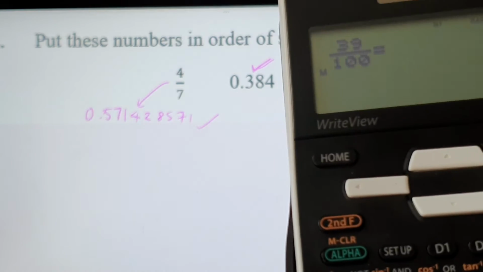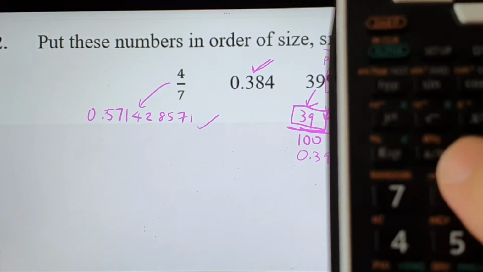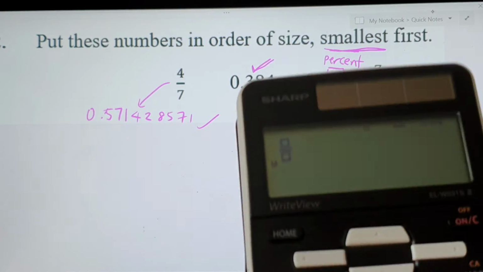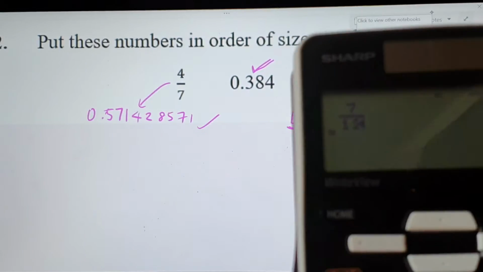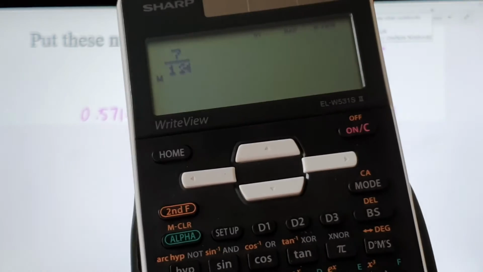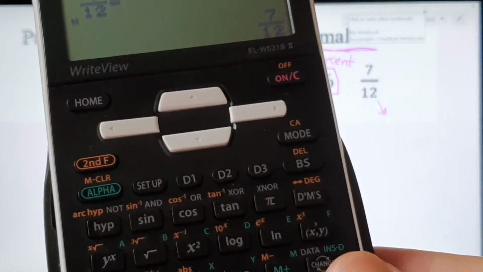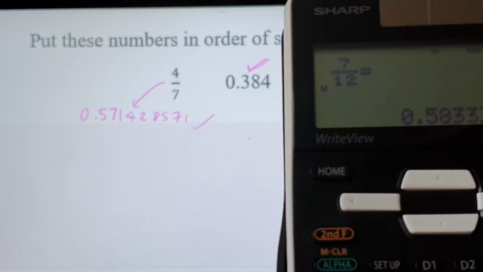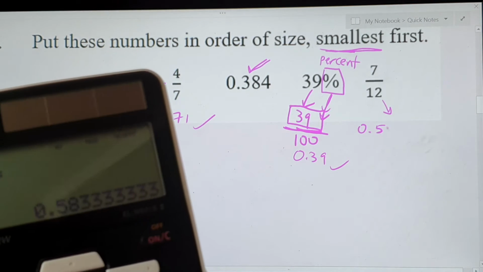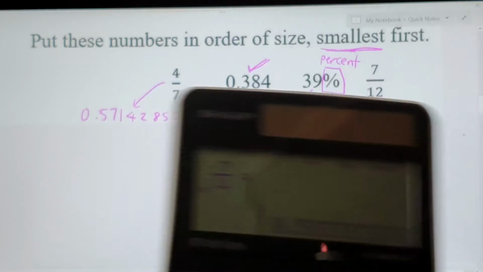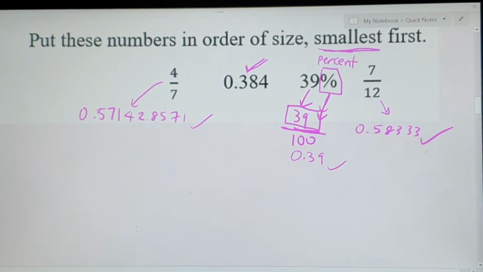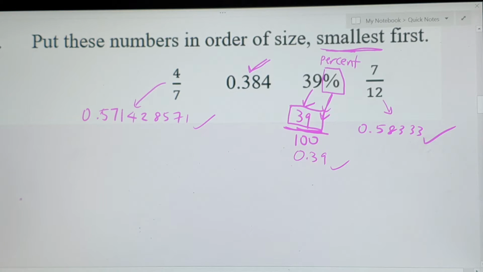Now, how about this 7 over 12? Same thing. You press A over B, then key in 7 over 12. Then you press equal, still the same thing. Never mind, you press change, and it changes to decimal already. So it's 0.5833, and so on. I want to tell you to do working because you will get marks for this working, but of course you must also write your final answer.